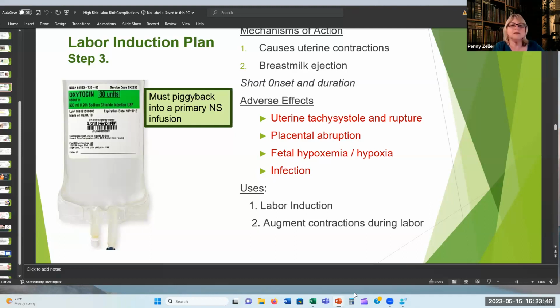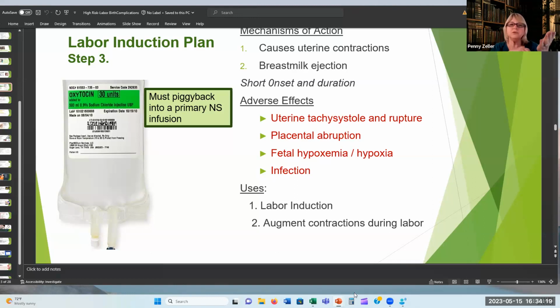Adverse effects of oxytocin are too many uterine contractions, so uterine tachysystole, rupture of the uterus, or placental abruption. If the uterus is contracting too much, it doesn't have an opportunity to relax and allow the placenta to be reperfused, leading to reduced blood flow. And then, of course, infection.